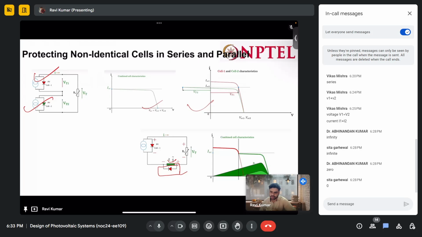But let me ask you one question. The cells which are there in the field, those are identical or non-identical? The cells which are being used in the field or in manufacturing power plants, do they have identical characteristics or non-identical characteristics? What is your guess?